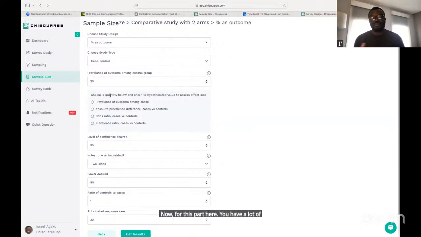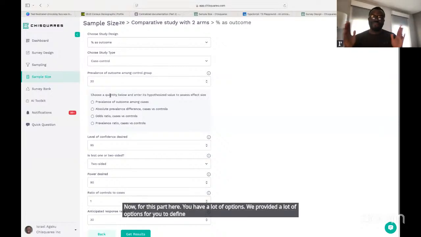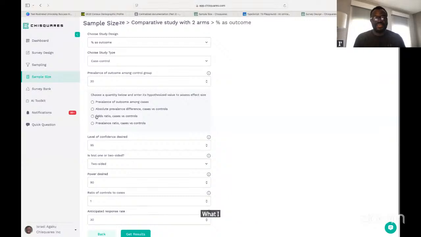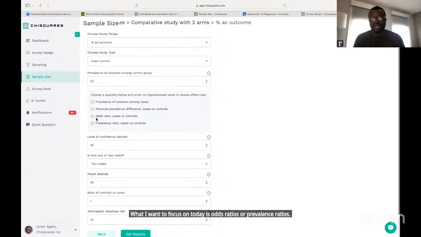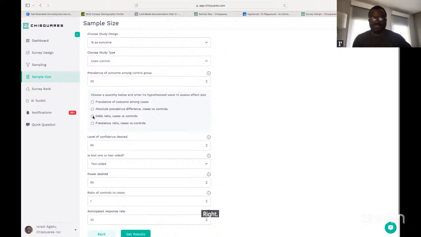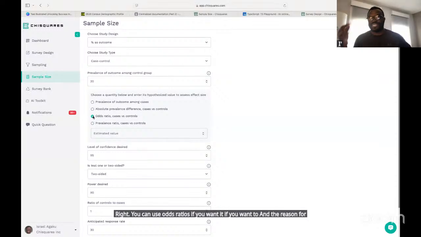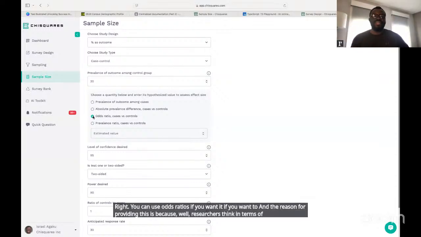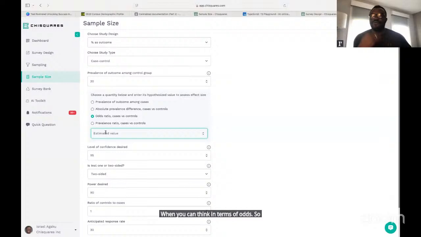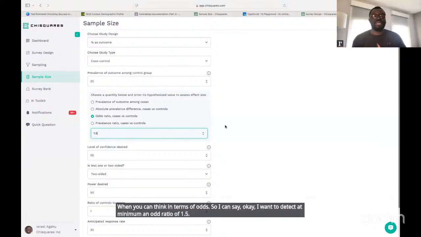We provided a lot of options for you to define what the effect size might be. What we want to focus on today is odds ratios or prevalence ratios, right? You can use odds ratios if you want to, and the reason for providing this is because researchers think in terms of odds ratios. So there's no point forcing you to think in terms of prevalence when you can think in terms of odds. So I can say, okay, I want to detect at minimum an odds ratio of 1.5, right?